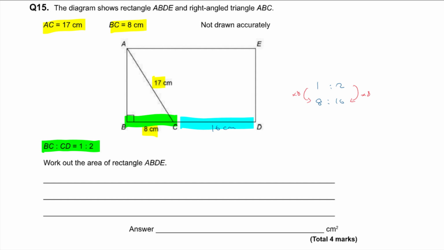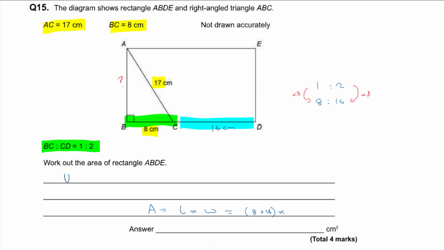Okay. So work out the area of rectangle ABDE. To work out the area of a rectangle, area is equal to length times width, isn't it? So I've got the length. It's going to be my 8 plus my 16 added together. It's going to be 24. And I'm going to have to multiply that by the width, but I don't have the width yet. Okay, I've only got one length. So I'm going to have to use something to work out this side here. Now I've got two sides of a right angle triangle, so it's going to be Pythagoras.